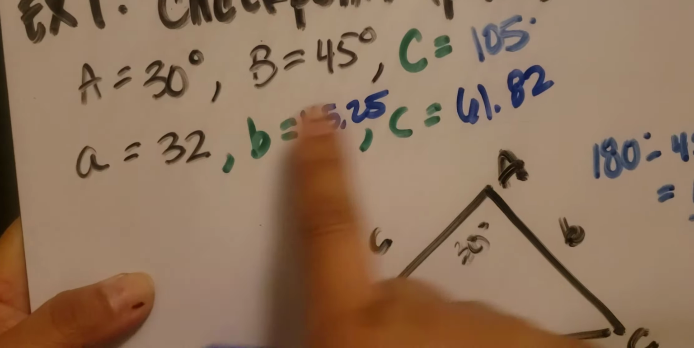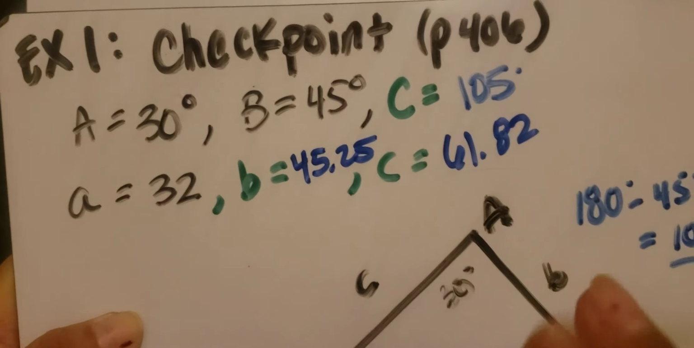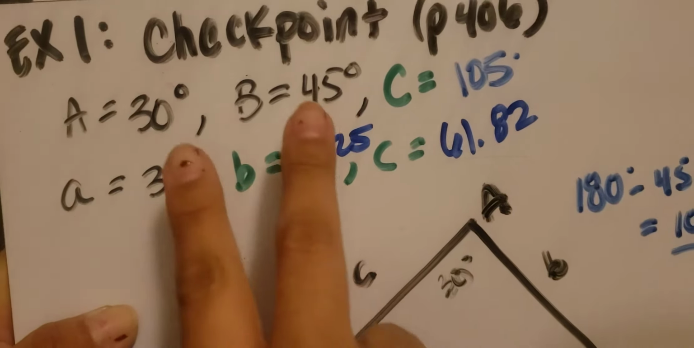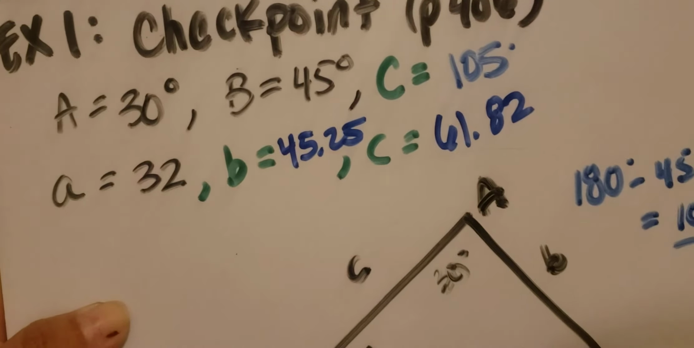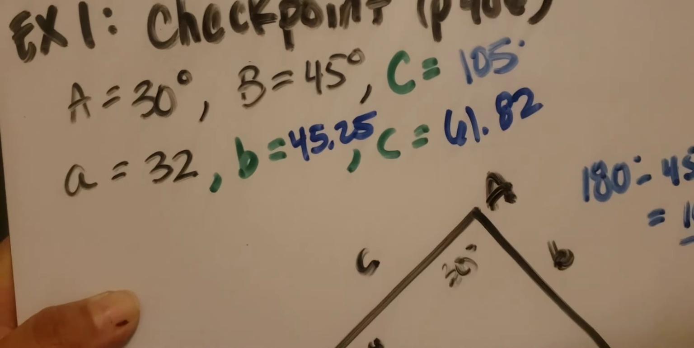Okay, and now we just solve for all the angles and all the sides. So in this example, they gave us 2 angles and a side. So I just had to solve for the remaining angle and the other 2 sides. Okay.